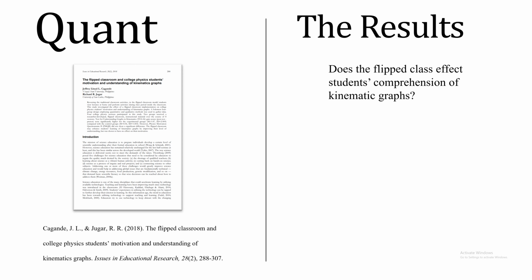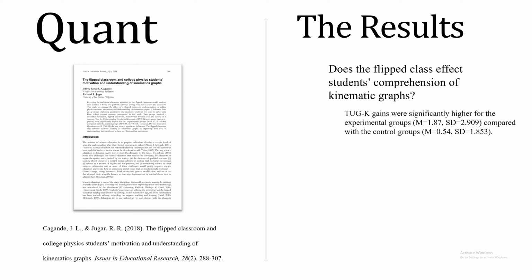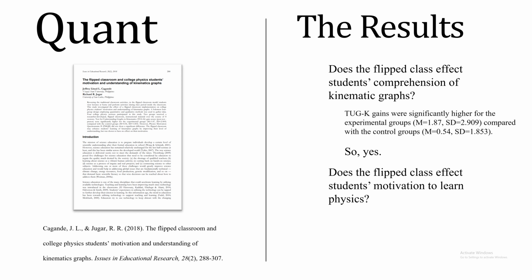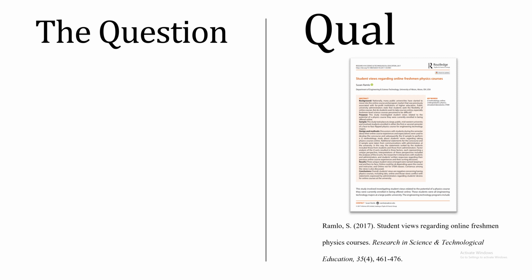Speaking of the results, when asking the question, does the flipped class affect student comprehension of kinematic graphs, they said that the TUG-K gains were significantly higher for the experimental group with a mean of 1.87 and a standard deviation of 2.9, when compared to the control group of mean 0.54 and a standard deviation of 1.8. So, yes. Does the flipped class affect student motivation to learn? Well, this one was a little murky. They didn't find any significant difference, and so they just kind of let it lay flat.